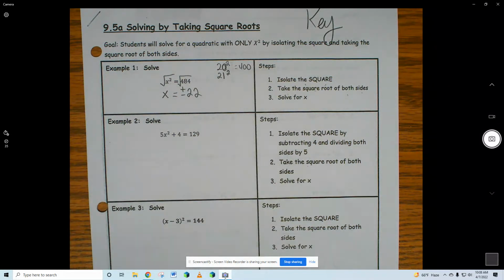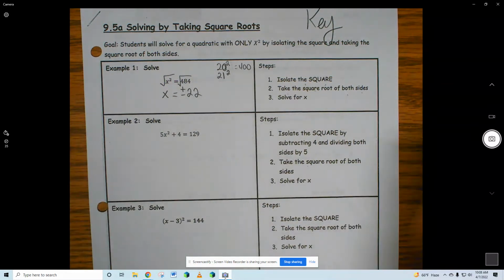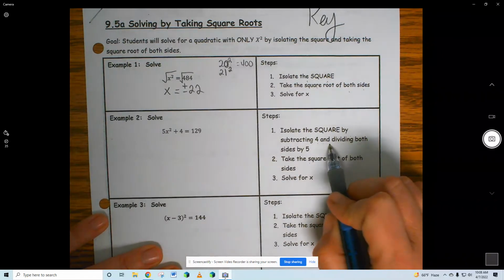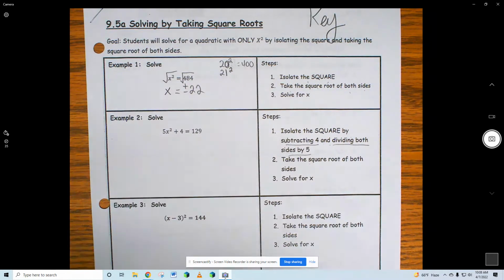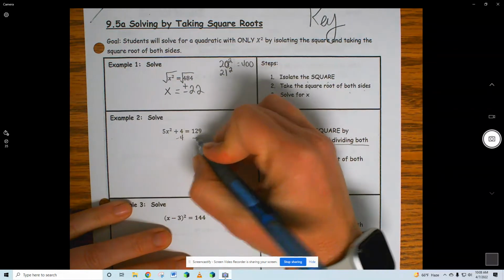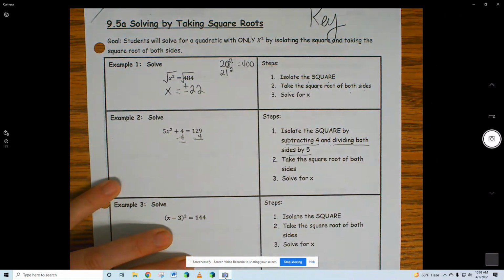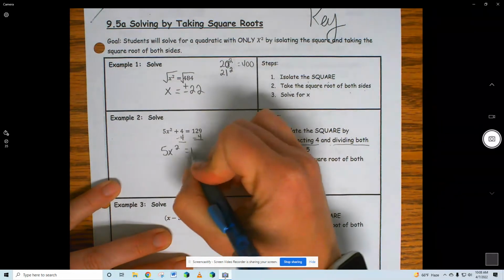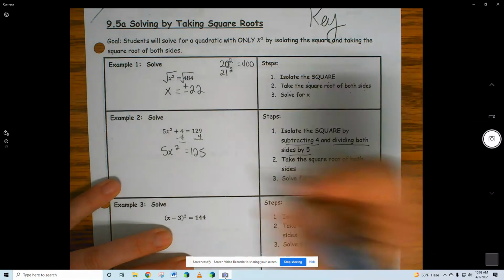No different than what you took the quiz on yesterday. All right, the next one. What should I do? Isolate the square by subtracting 4 and dividing both sides by 5. Pretty self-explanatory, right? Subtract 4 both sides. 5x squared equals 125. And then divide both sides by 5.